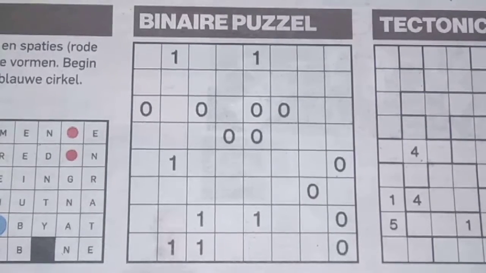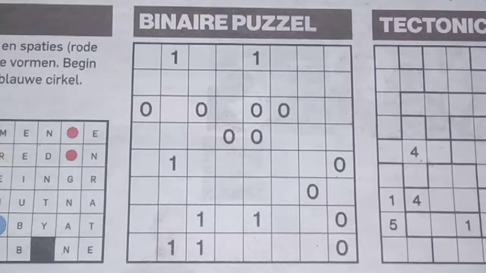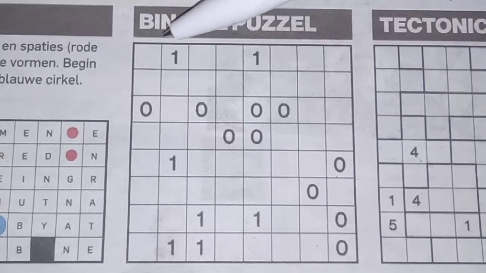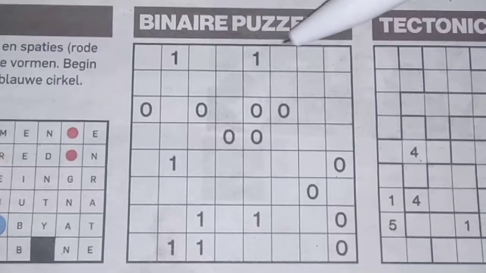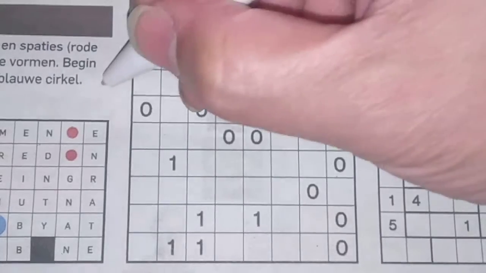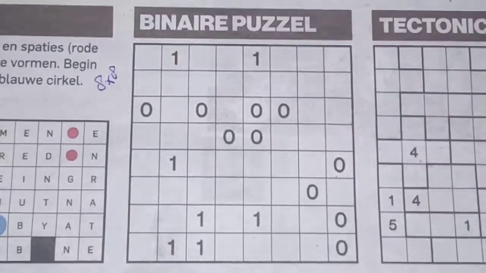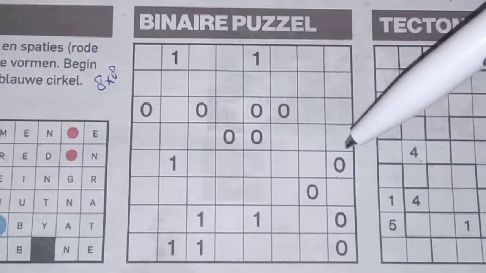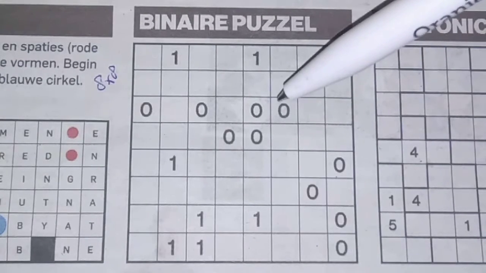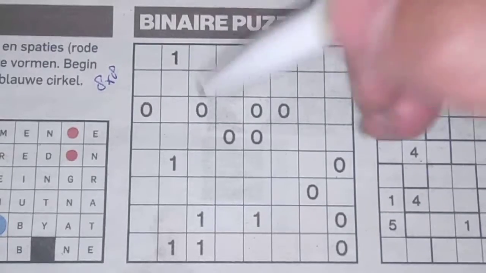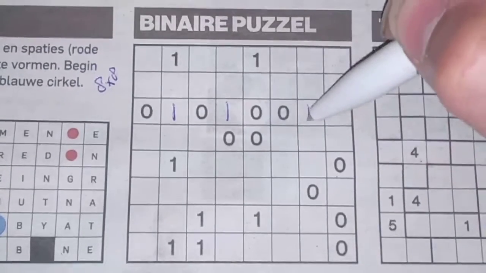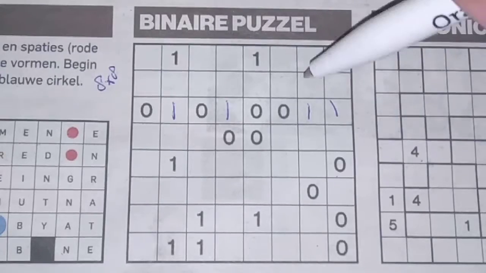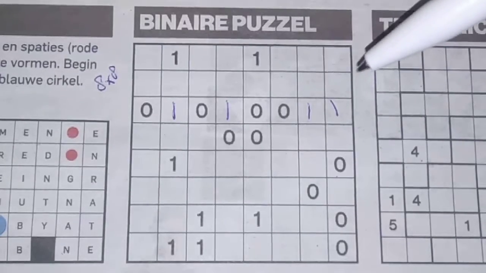What kind of a binary puzzle is this? Let me count the boxes first. 1, 2, 3, 4, 5, 6, 7, 8. Yes, it's an 8 by 8 binary puzzle. That means 4 O's in a row or in a column, and 4 ones in a row or in a column. Alright, so let's get started.